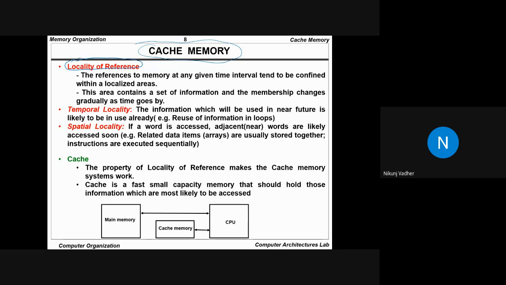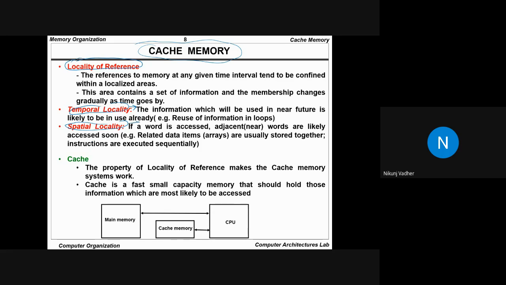There are two types of locality: temporal locality and spatial locality. What is temporal locality? The information which will be used in the near future is likely to be used already, so we reuse the information in loops. And what is spatial locality? A word is accessed and adjacent words are likely to be accessed very soon in the near future. So in temporal locality, whatever word or information we are using will be stored in the cache memory. And what will happen in spatial locality?